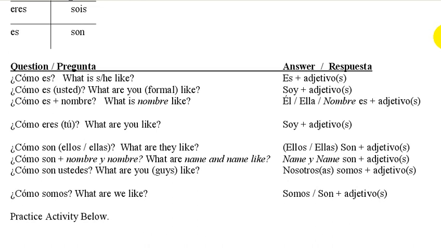Next question, ¿Cómo son? Plus name and name, so maybe there's a couple people, John and Alma, and we don't know what they're like. So, ¿Cómo son John y Alma? What are those two like? John y Alma son bajos y trabajadores, I guess. So you can say what they're like. And if they're two girls, though, the adjectives would be feminine.